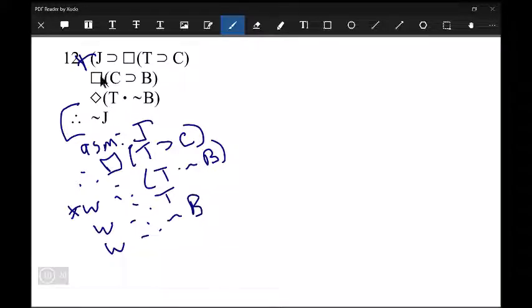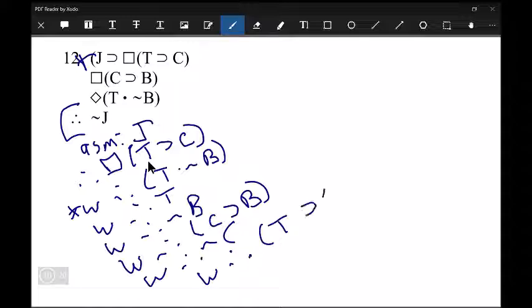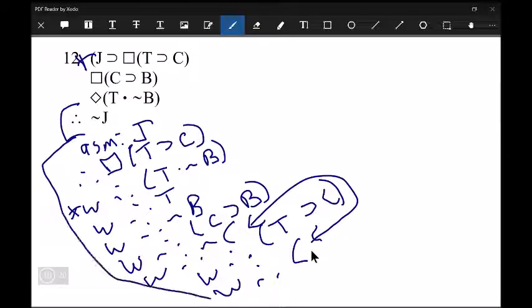And then in every world, if you have C, then you have B. C implies B. So you get that from here, but not B. Therefore, not C. And then you have every world has if T, then C. Therefore, world W has if T, then C. But T in world W, therefore C in world W, and you get a contradiction. So it is valid, not J.